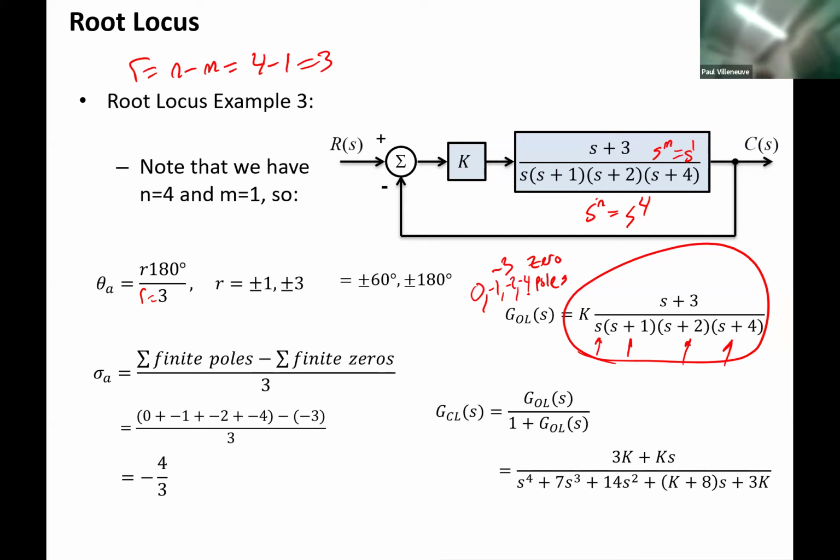And finite poles. I also have 3 zeros at s approaches infinity, correct? Because I always have the exact same number of poles as I do zeros. So now I'm going to go ahead and calculate my center point for my asymptotes, not sigma, but the center point, and I end up with -4/3.